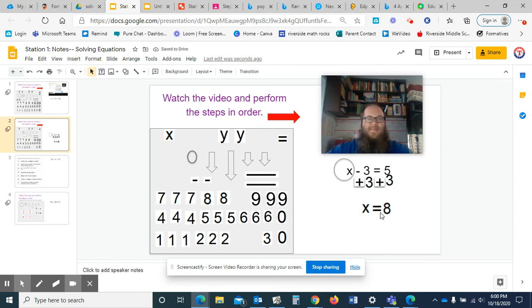Now then, I can test this by plugging in the 8 with the original equation up here. 8 minus 3 does in fact give us 5, so we know we're correct. And this is going to be the solved equation.